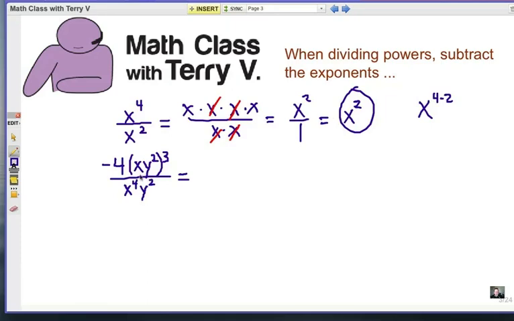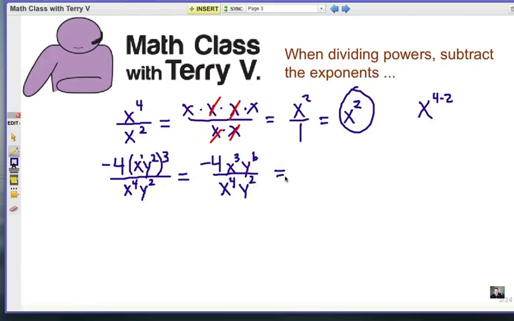All right, now in this one, you're going to see some in our problem set coming up. We have powers of powers that we have to deal with first, and then we're going to use our exponent division rule. Now this negative 4 is on the outside of the parentheses, so it does not change. Okay, it is not being raised to the third power. But inside here we have x to the first y squared, and that'll give us x to the third power y to the sixth power. And on the bottom we will have our x to the fourth y squared.